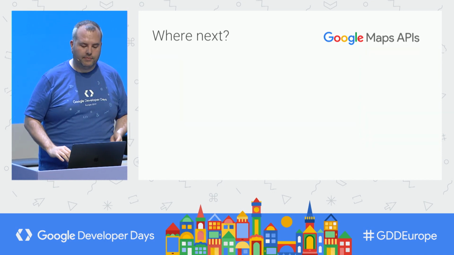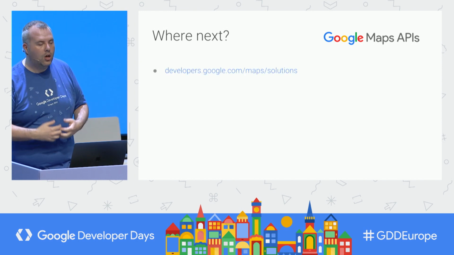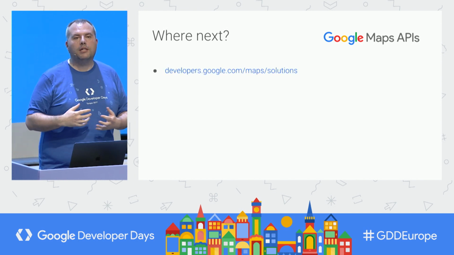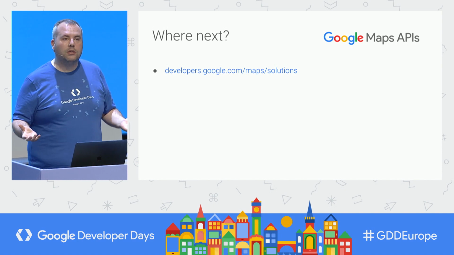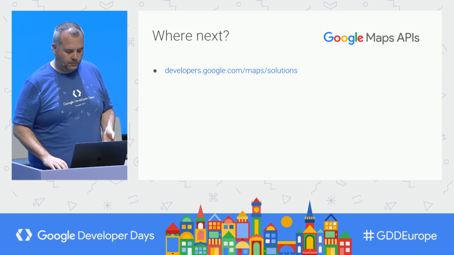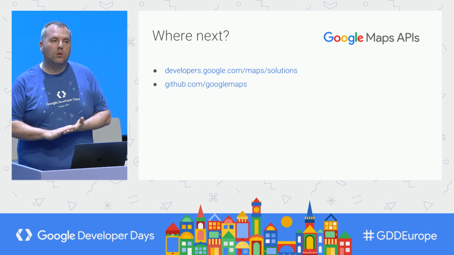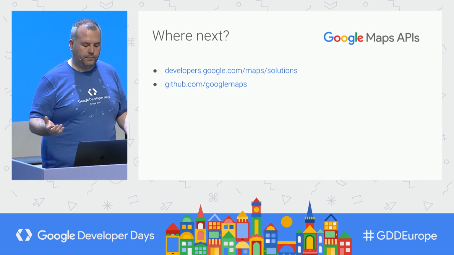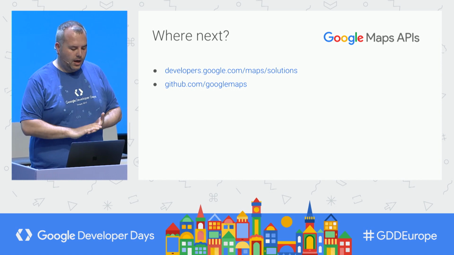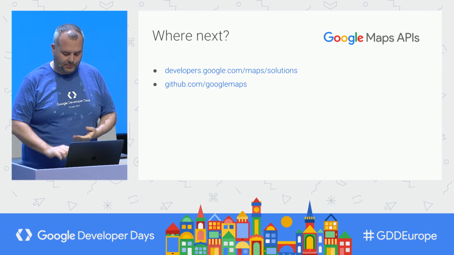So where next? For starters, if you would like to see the documentation for the Google Maps solutions that we're publishing, it's all up on developers.google.com. If you would like to have a look at our client libraries and other open source code like the samples, like the solutions, it's all up on GitHub.